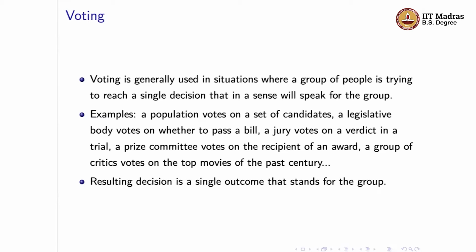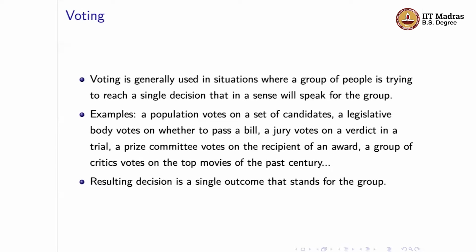You have prize committees voting on the recipient of an award, right? So think about the Oscar and how it is decided. You have a set of movies, then there is a vote, and people decide who to give the award to, right? You've got a group of critics who often vote on the top movies of the past century. So this is how this list often comes out. What are the top books? What are the top movies of the past century? You basically have a lot of people having different opinions and then they vote, right?